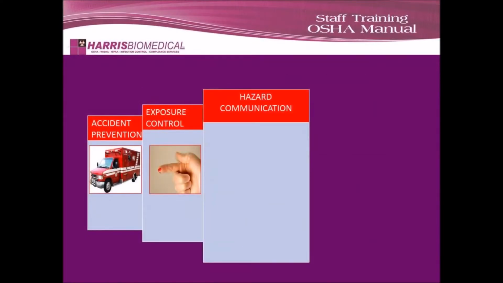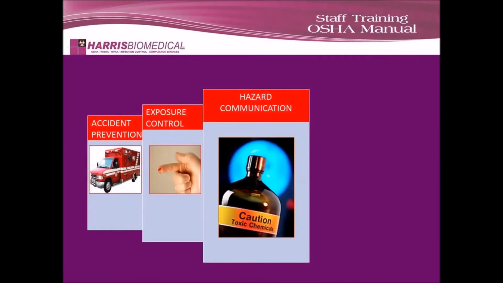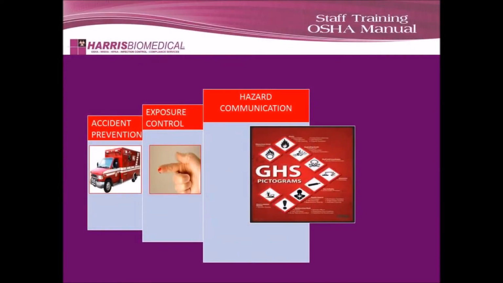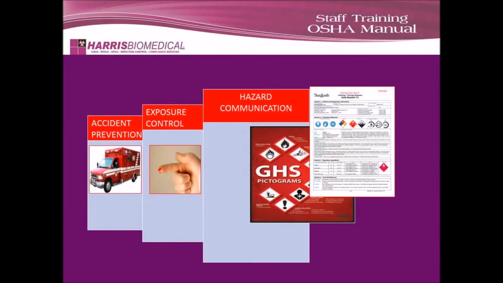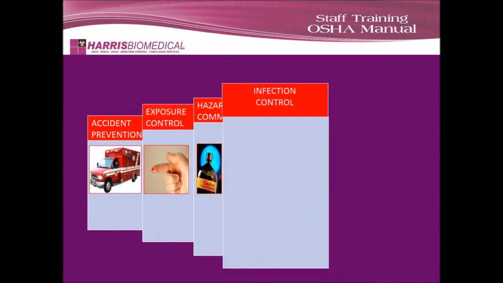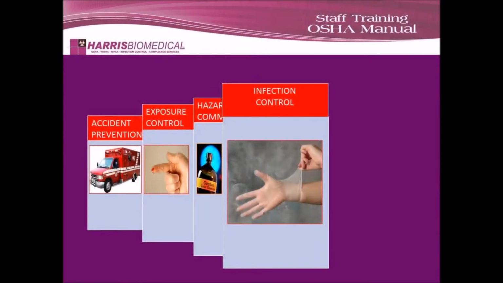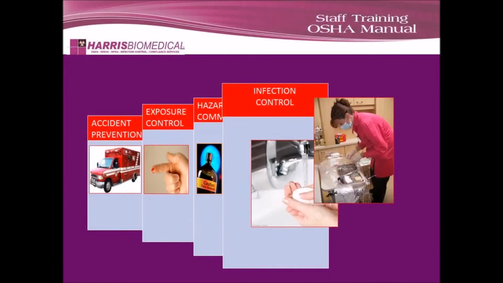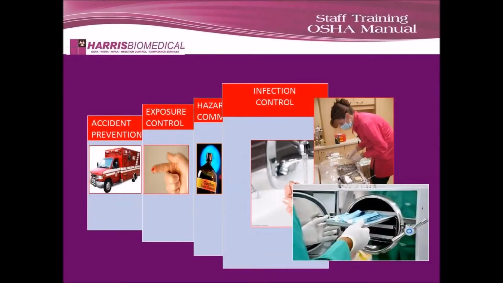The Hazard Communication Program, also known as the Right to Know Law, protects employees when working with hazardous chemicals. It includes the Globally Harmonized System, or GHS, and addresses requirements relating to safety data sheets and chemical container labeling. The Infection Control Program is designed to protect employees and patients from infectious disease transmission. Based on the current CDC guidelines, it combines the requirements of hand hygiene, operatory disinfection, and instrument sterilization to establish the infection control protocols in your practice.